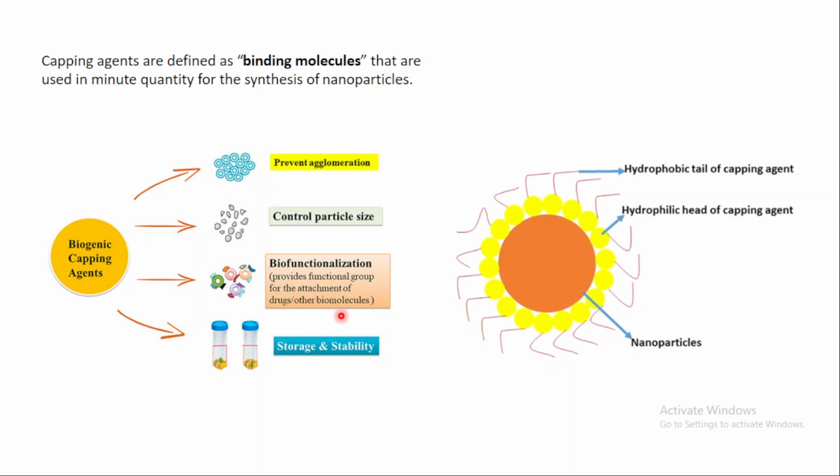And this is how a capping agent looks in conjugation with a nanoparticle. The big orange dot is a nanoparticle which is coated by the capping agent, with the hydrophobic tail of the capping agent and the hydrophilic head of the capping agent. So this shares a similar structure to a surfactant, because a surfactant is a type of capping agent. They all have a polar head group, which is hydrophilic, and a hydrophobic tail. This coats the nanoparticle and prevents another nanoparticle from forming aggregates.